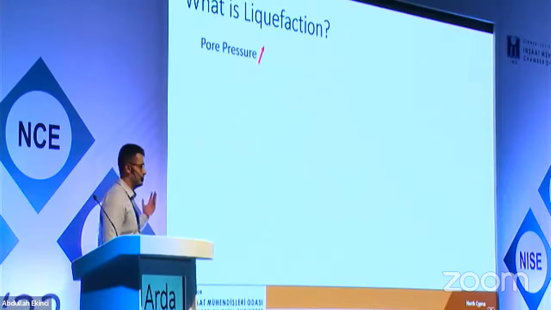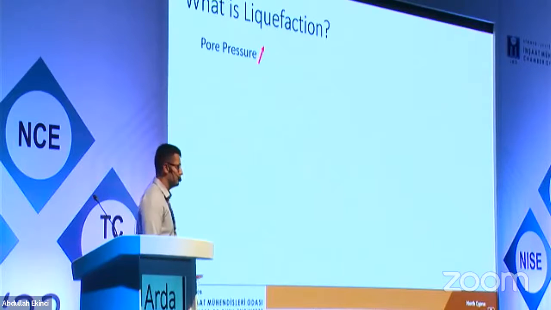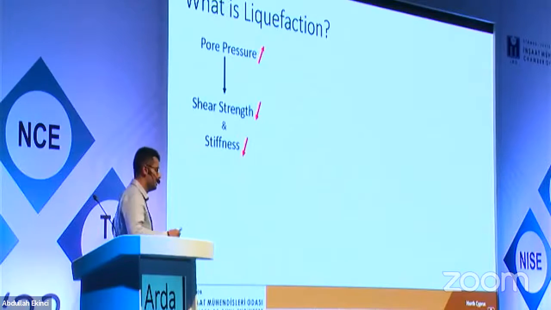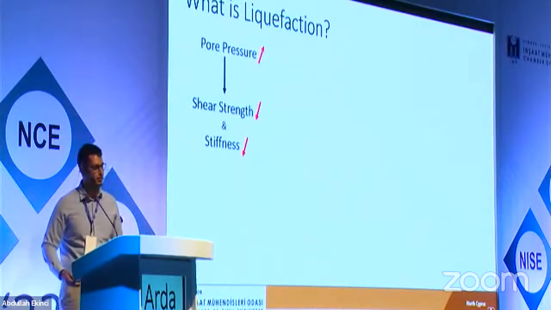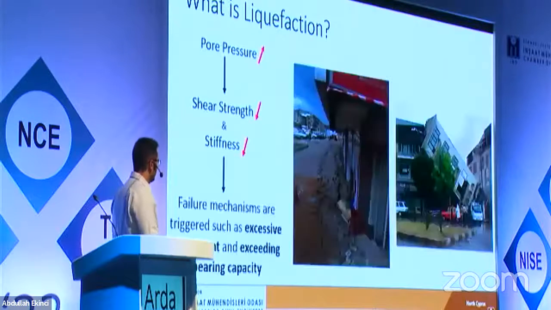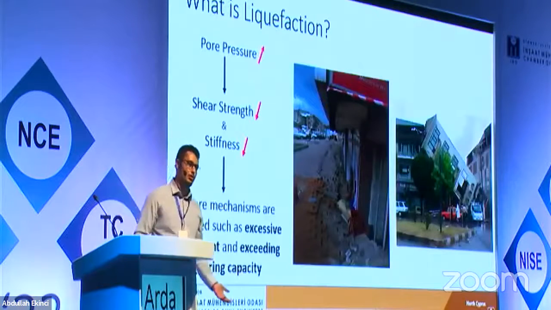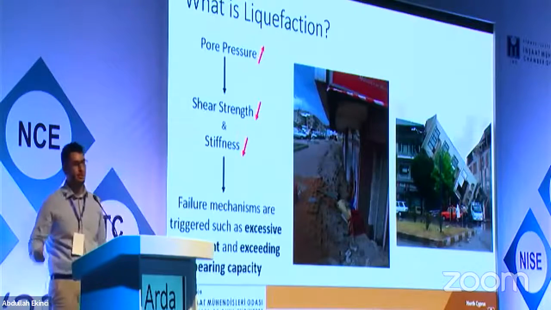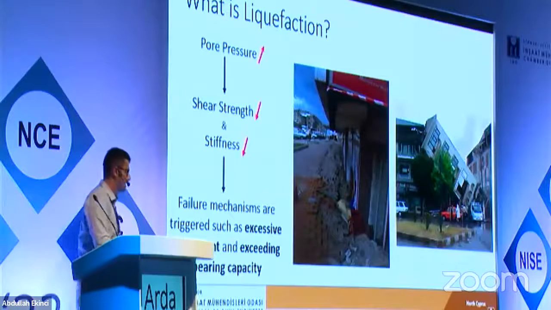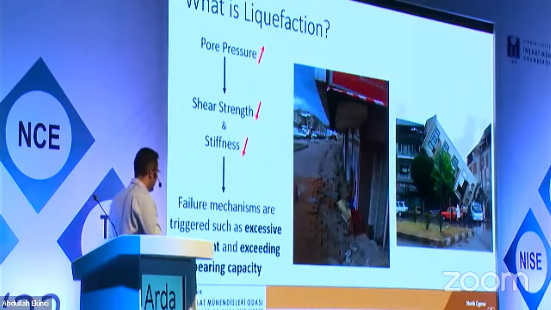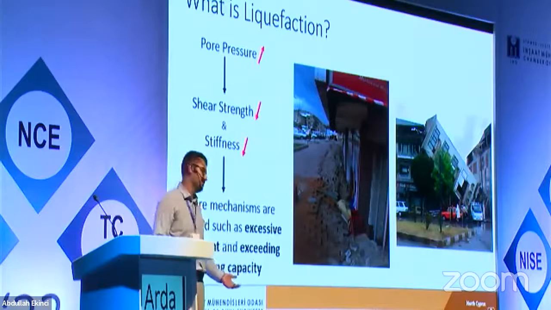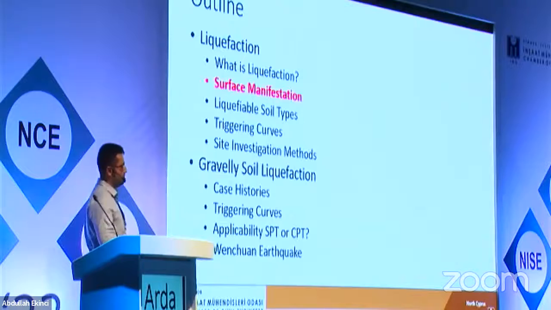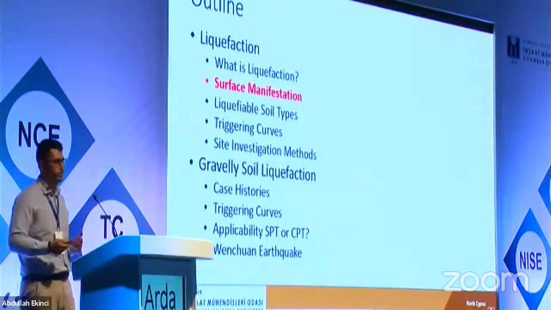It is pore pressure increase due to cyclic loadings, and with pore pressure increase, we know that shear strength and stiffness parameters decrease. The important part to know is that liquefaction is not a failure mechanism. It is just a reduction in shear strength and stiffness, and due to this reduction, excessive settlement or exceedance of bearing capacity might occur.